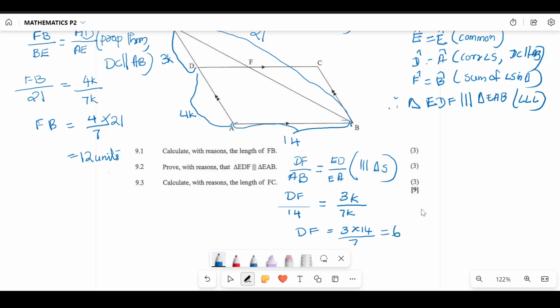So we found DF. Therefore FC equal to DC minus DF, which is 14 minus 6, 8 units. That is the length of FC. That is question number 9.